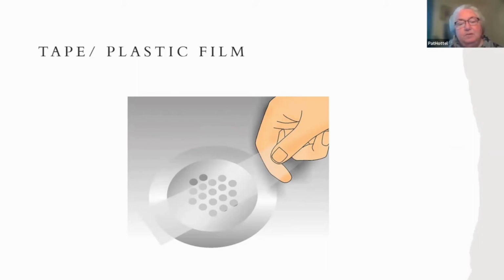The use of either clear plastic tape or saran wrap. Sometimes people will use a clear cup over a drain to see if that area is supporting flies, if flies are coming out of, let's say, a floor drain.